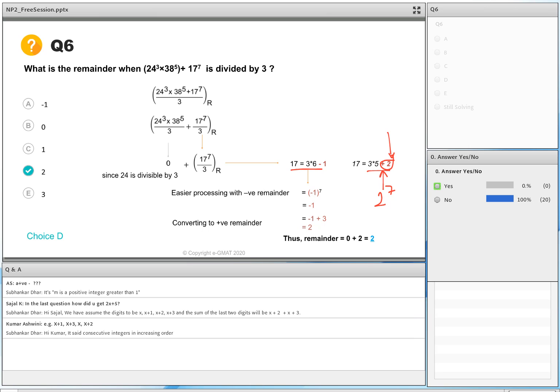How do I do that? I subtract the divisor. What is the divisor? It's equal to 3. So I subtract 3 from 2. What do I get? I get -1. So essentially, the negative remainder is equal to -1.